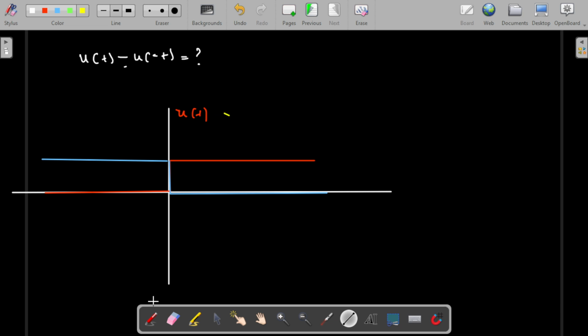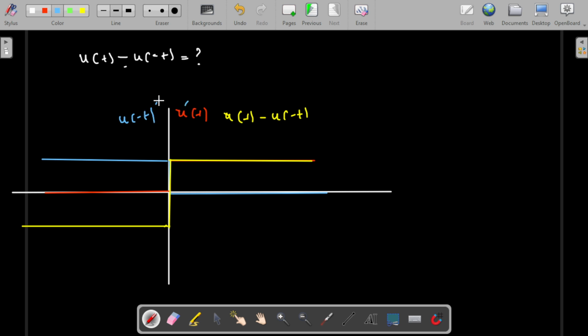Let me first complete this graph. How will it look? It will be just an added version of both, separated from the axis. So let me explain it, don't worry. What I have drawn now is u of t minus u of minus t. What is in blue is u of minus t. If we add the red and blue, the yellow will be the output. So it will be at 1 and at minus 1. I hope you guys are able to understand, right?